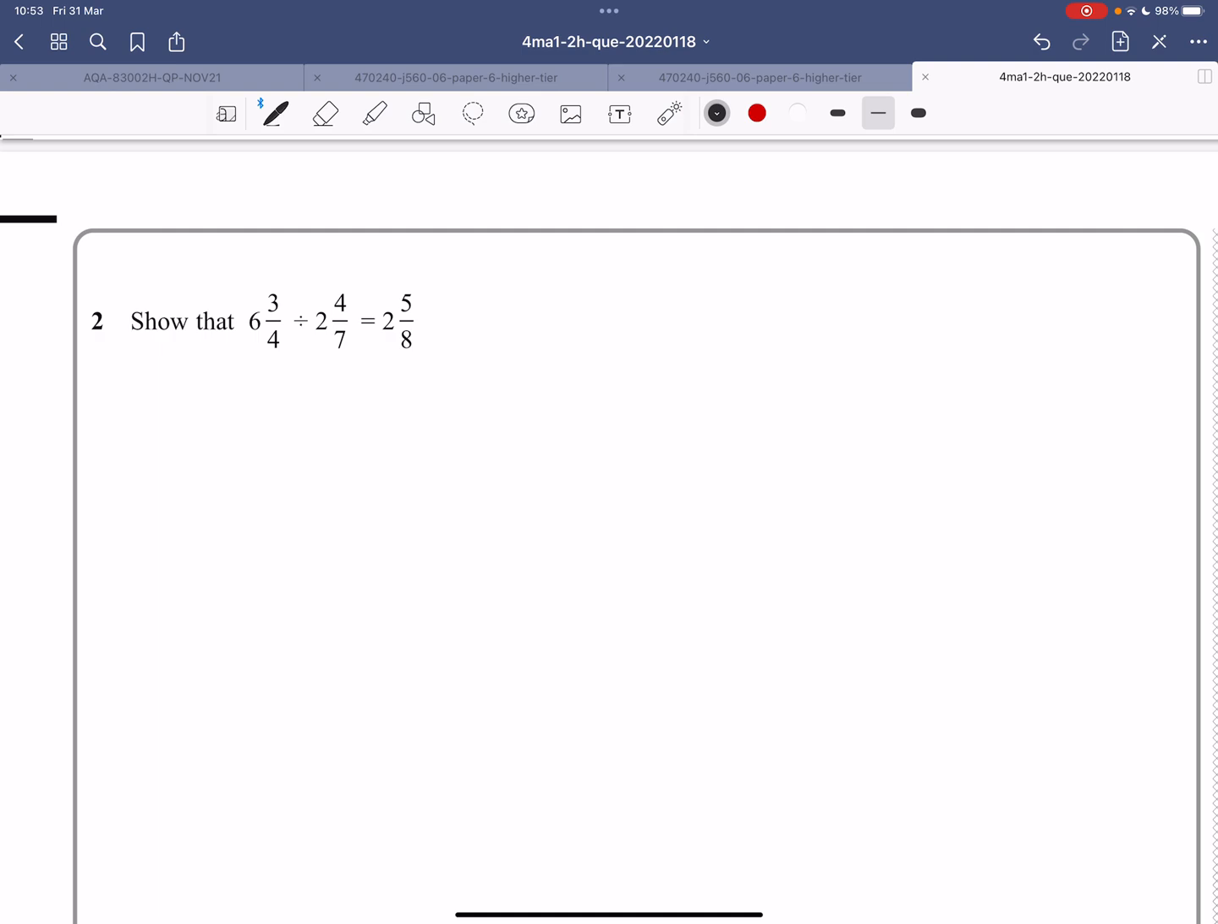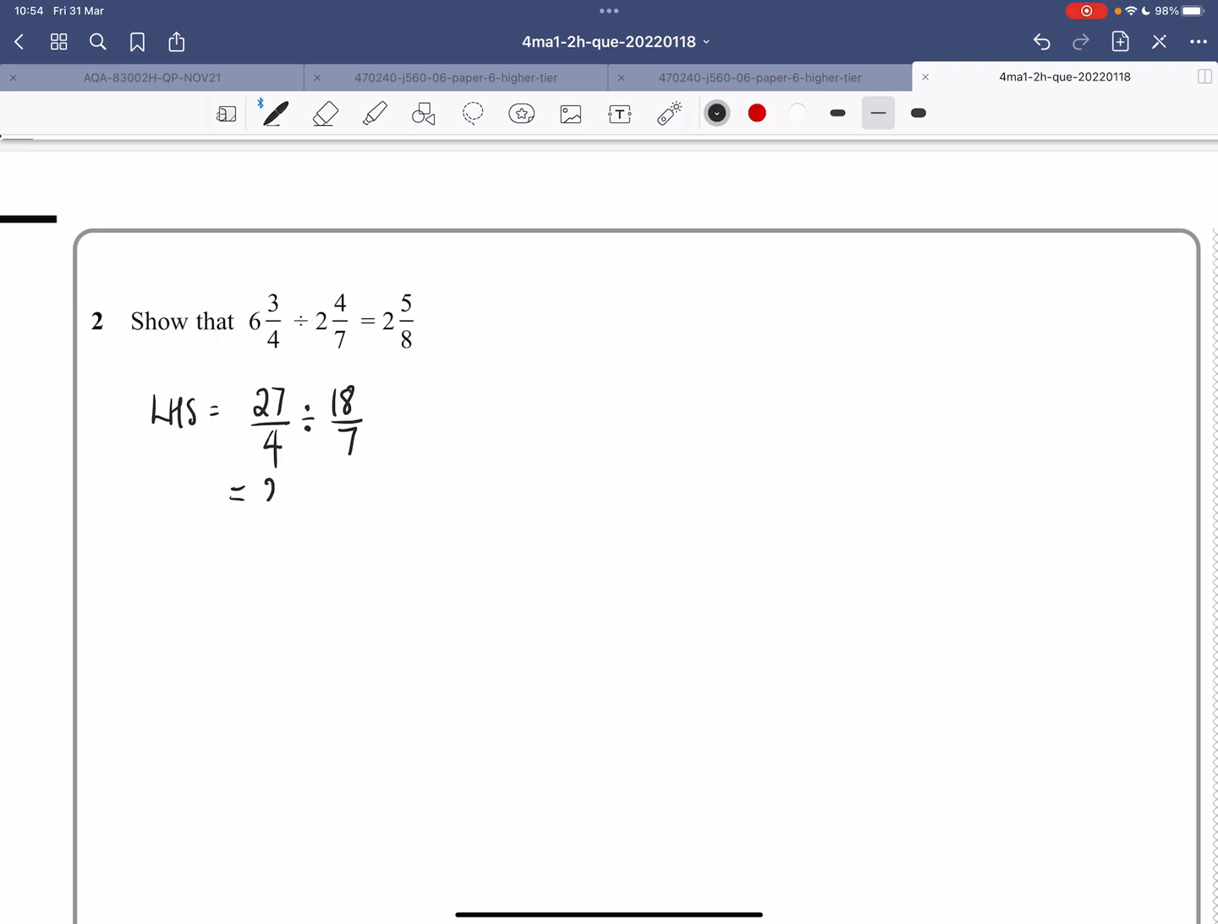Okay, show that 6 3/4 divided by 2 4/7 is 2 5/8. So 6 3/4, turn it into an improper fraction. 4 6s are 24 plus 3, so that's 27/4 divided by 7 times 2 is 14 plus 4, 18/7. And this side, 8 times 2 is 16 plus 5, 21/8. Oh, we need to show that. So I'll just say that the left-hand side, and then we'll arrive at the right-hand side.